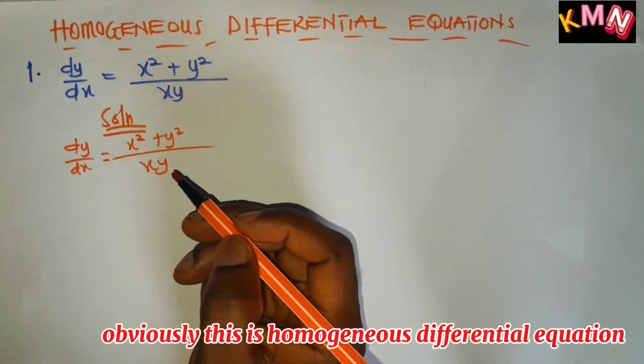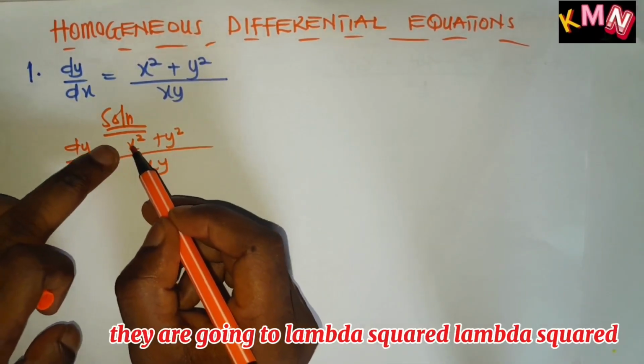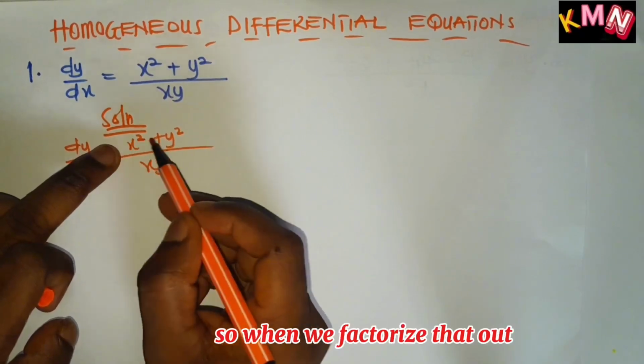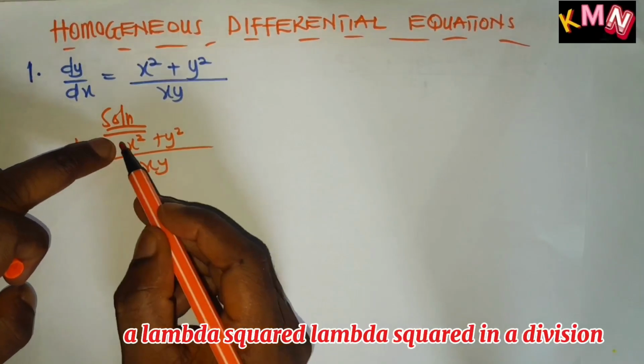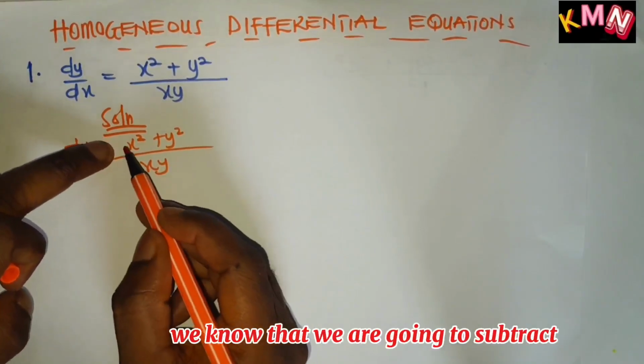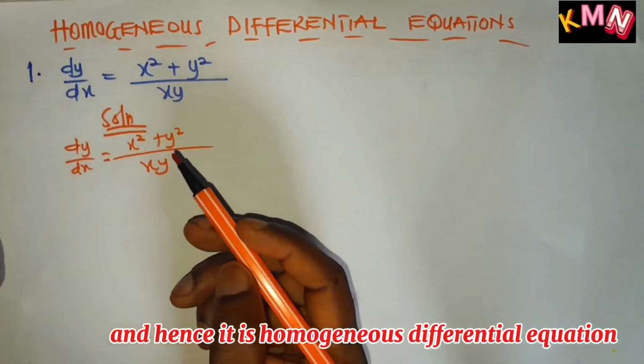Obviously, this is a homogeneous differential equation in the sense that when we put the lambda here, we are going to get lambda squared. So when we factorize that out, we get lambda squared. This also produces lambda squared. A lambda squared in a division, we know that we are going to subtract, and that will give us lambda power 0, and hence the homogeneous differential equation. But let's prove it.